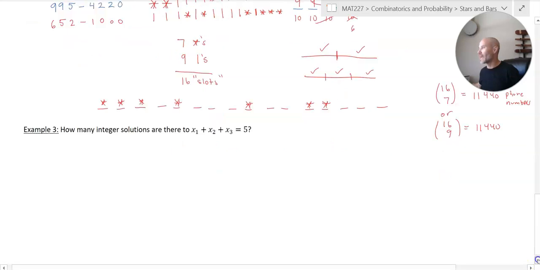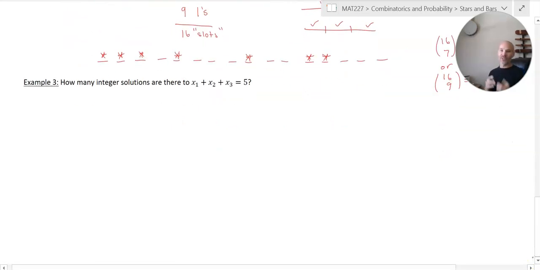It's actually kind of cool to answer if you're ever doing some sort of programming where you need to count some things. Stars and bars may be a handy way to do it. So how many integer solutions are there to the equation x1 plus x2 plus x3 equals 5?